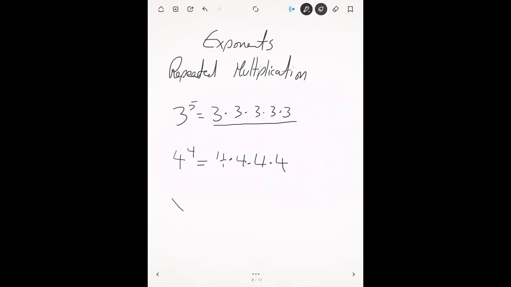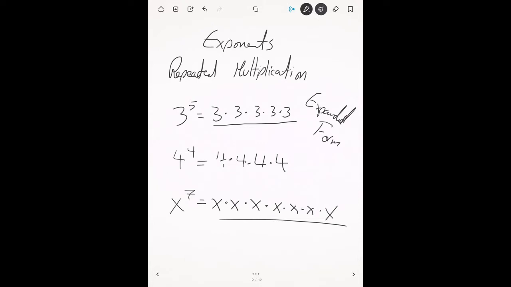All right, pretty basic. And then if I took a variable, we can work with that too. X to the 7th, that means, count with me, x times x times x times x times x times x times x. I got 7 x's there. That's what exponents imply, repeated multiplication. Knowing this is what's called expanded form. Knowing expanded form, knowing how to rewrite exponents as this repeated multiplication, is going to help us when we need to come up with some different rules, okay?